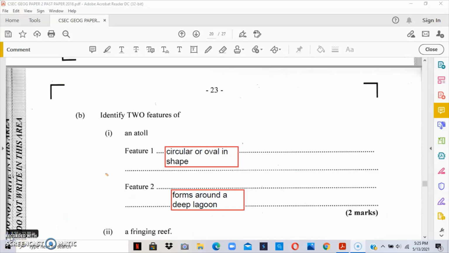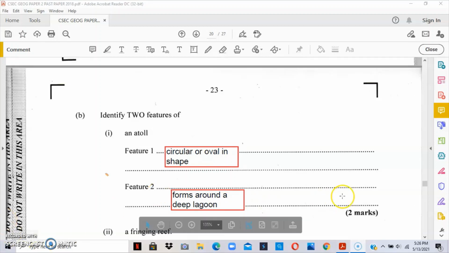Question B asks us to identify two features of part 1, an atoll. An atoll is a shallow, almost circular shaped reef that forms around a deep lagoon. An atoll is basically formed when the fringe reef continues to grow upward from a volcanic island that has sunken entirely below the sea level. We can get the features from the definition of an atoll. So the features are that an atoll is circular or oval in shape, and it is formed around a deep lagoon.